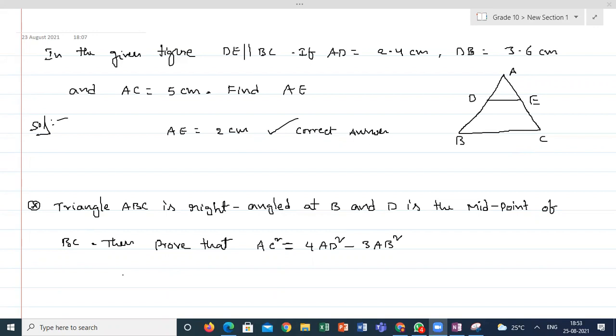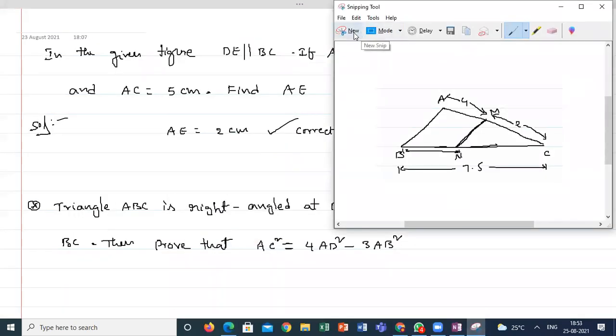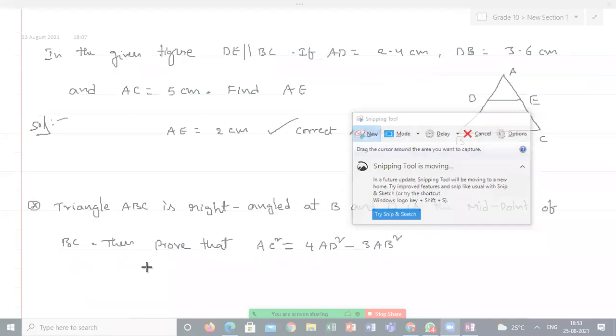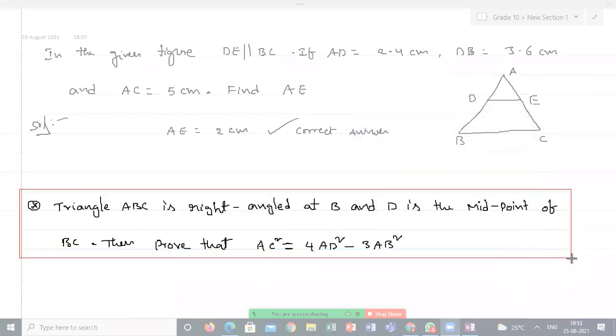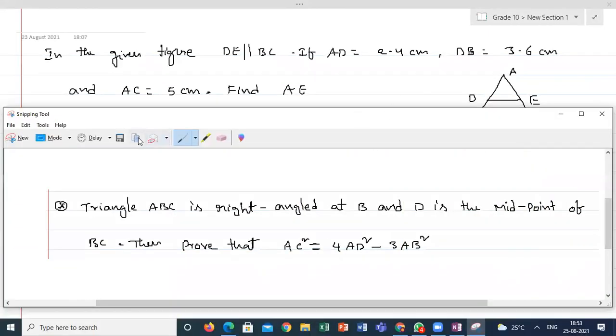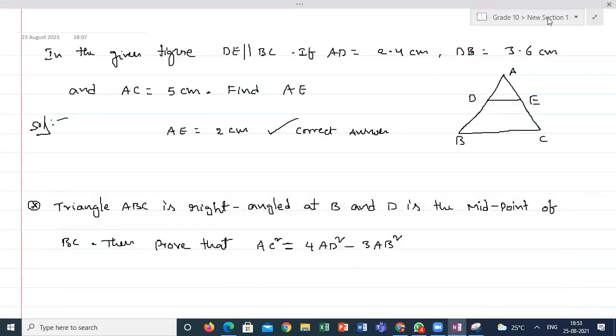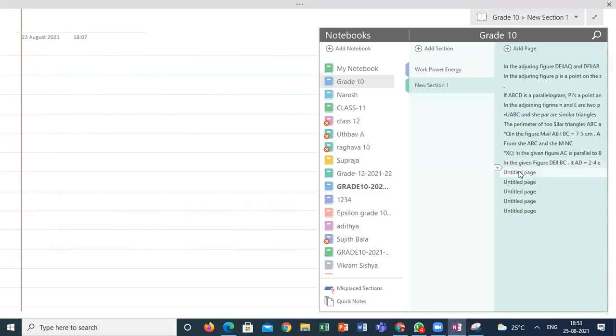Guys, anyone got the answer for this second right angle triangle question? Harita? Sanyu, please. Durlav? Anyone got the answer for this right angle triangle question? Hope the first question is simple. From the basic proportionality theorem, straight away you can prove. Anyone got the answer for this?